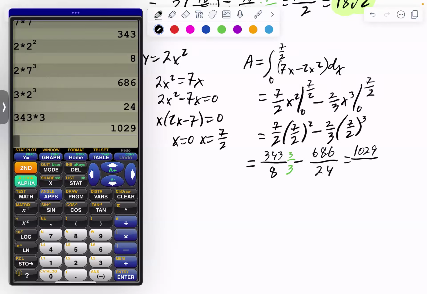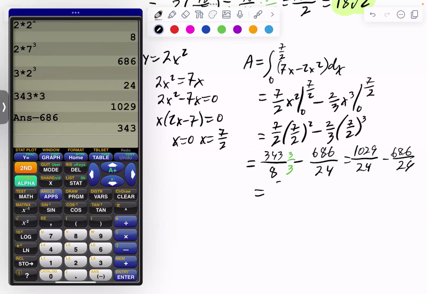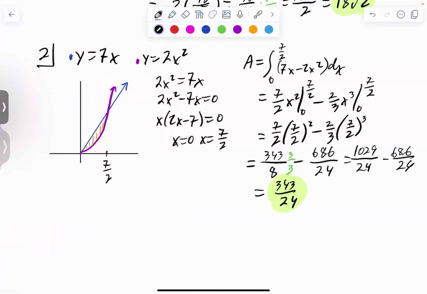1029 over 24 minus 686 over 24. So 343 over 24 is my final answer. Now, you might see some other algebraic ways of doing this, or don't break it up into two separate integrals like I did. Whatever works for you, that's fantastic.